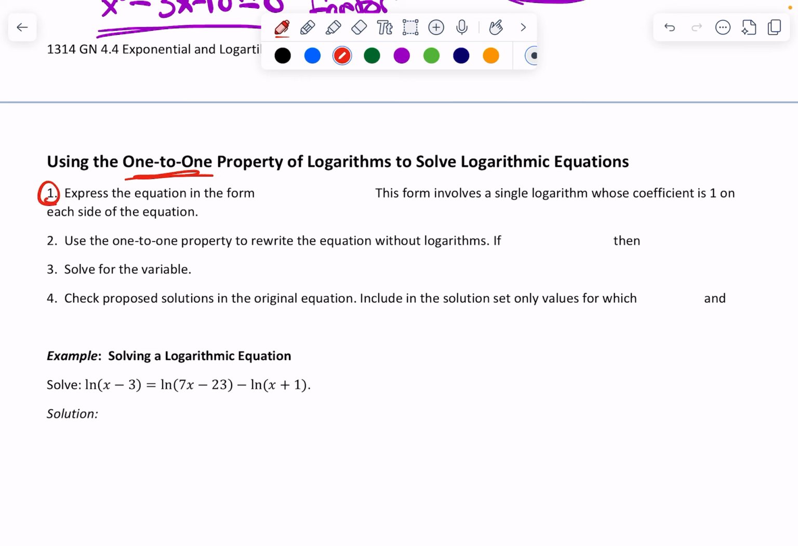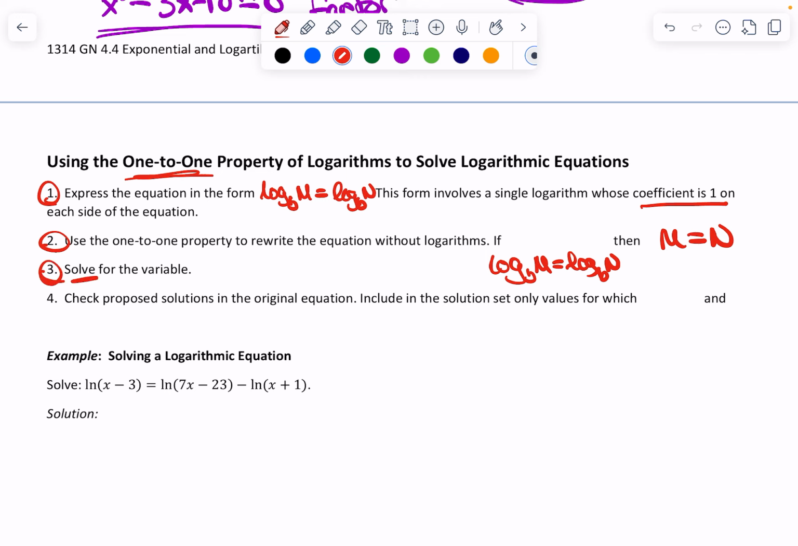So step 1 is express the equation in the form log with base b of m equals log with base b of n. So this form involves a single log whose coefficient is 1 on each side of the equation. Then we're going to use the one-to-one property to rewrite the equation without logs. If we have the same base, then m equals n. Third step is to solve for the variable, and fourth step is to check proposed solutions in the original equation.